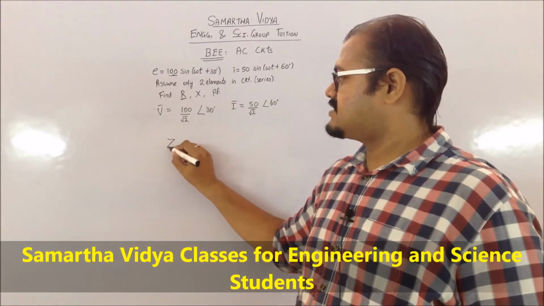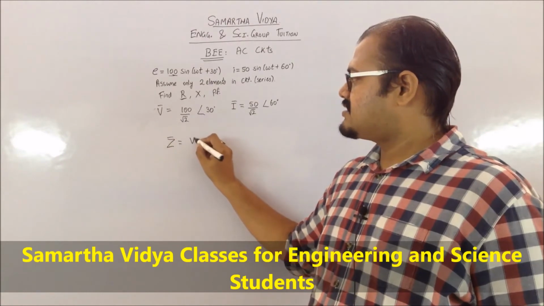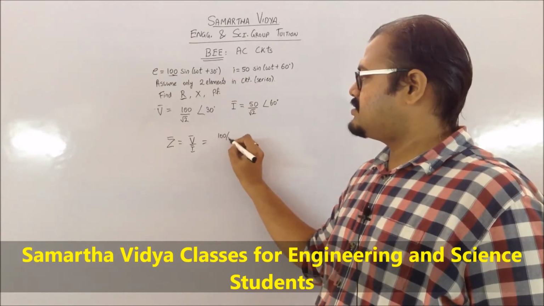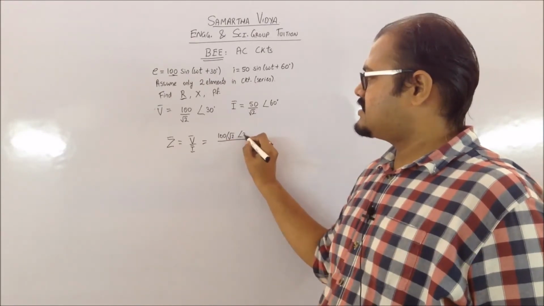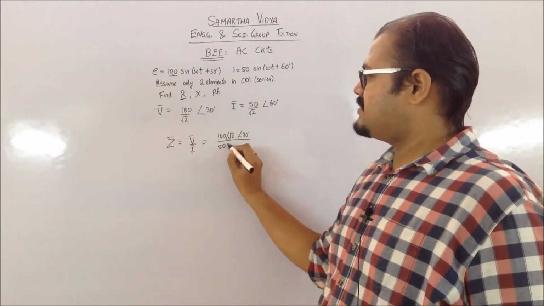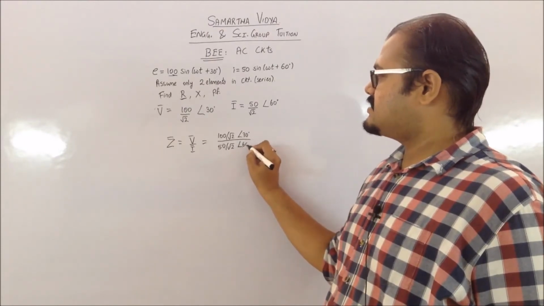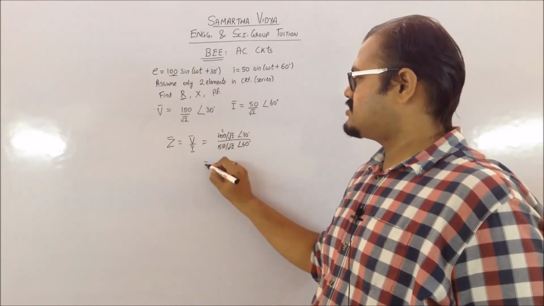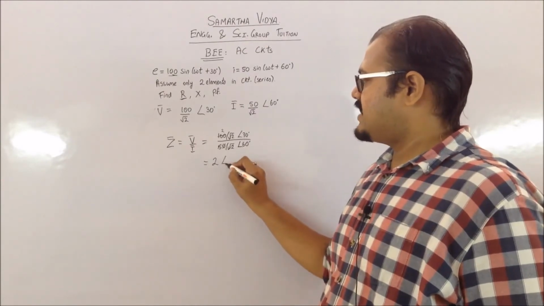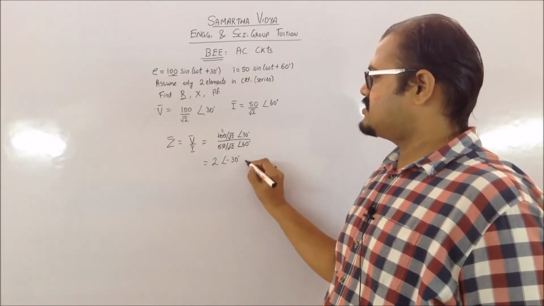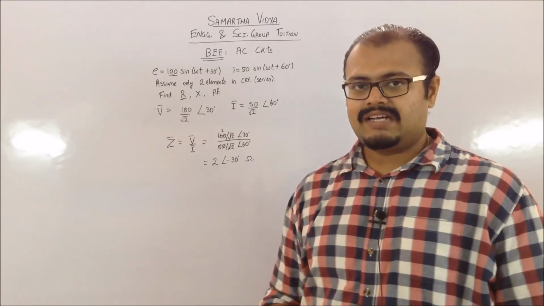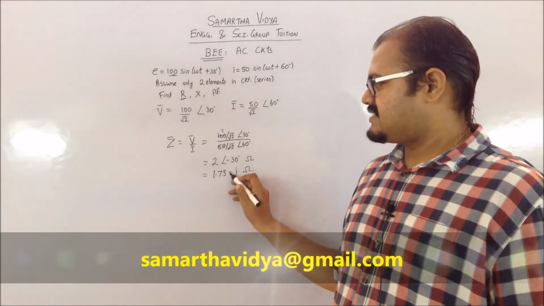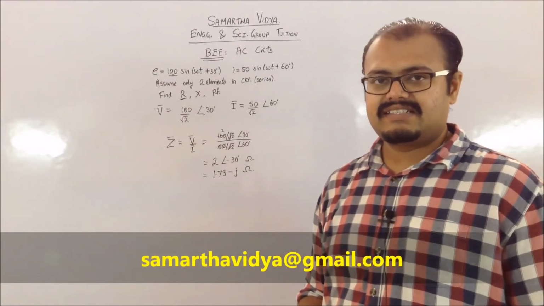So my impedance of the circuit will be given by V bar upon I bar, which is nothing but 100 by root 2 angle 30 degrees divided by 50 by root 2 angle 60 degrees. So the root 2 parts get cancelled, so you're getting this as 2, and the angle you're getting as minus 30 degrees. So this is in ohms. This is your polar form, so you need to convert it into the Cartesian form. So you're getting Z as 1.73 minus j ohms, which is in the Cartesian format.